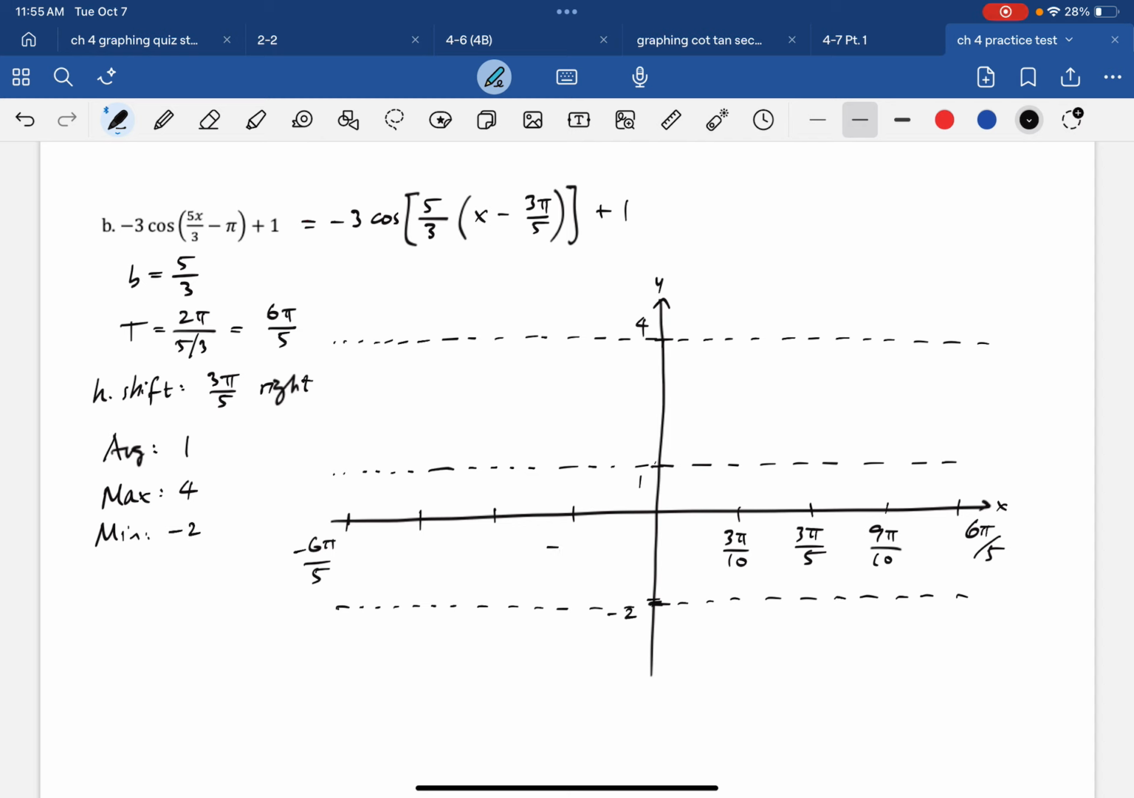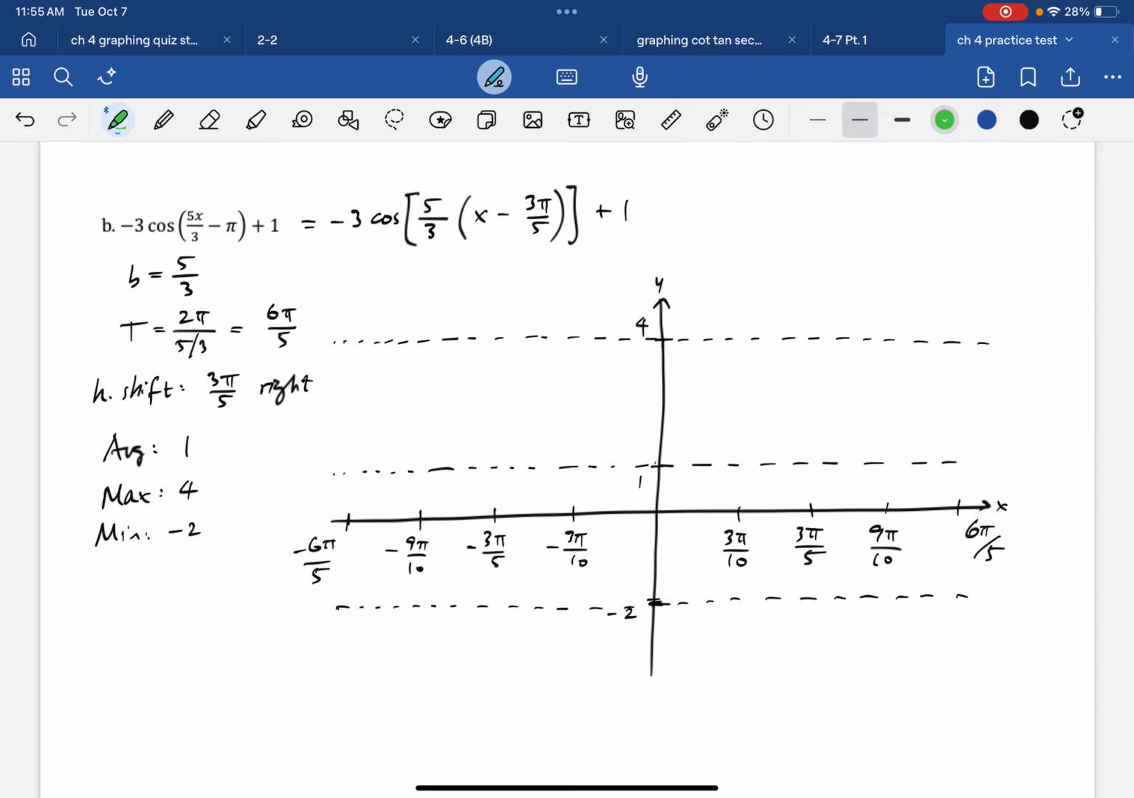Same is true for the negative side: negative 3 pi over 10, negative 3 pi over 5, and negative 9 pi over 5. Sorry, negative 9 pi over 10. All right, now I can do the horizontal shift.